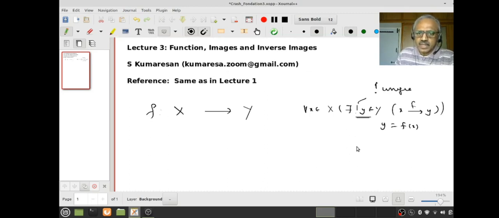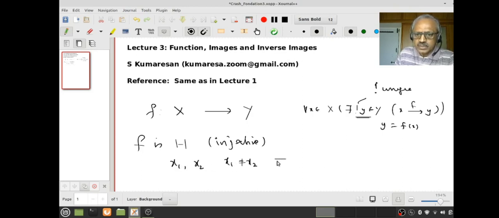Therefore, this is a function. And just quickly recall, when do I say the function f is one-to-one? People are fond of Latin words, so: f is injective. When do I say that? You give me x1 and x2 in the domain, and assume x1 is not equal to x2, then I want to say f(x1) is not equal to f(x2).